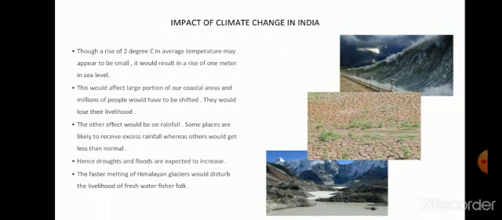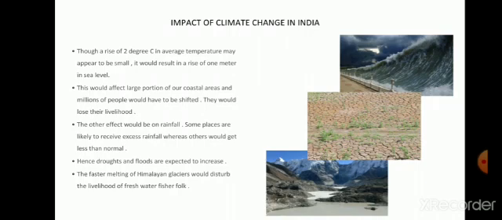4. Drought and floods are expected to increase. In India, drought-affected regions are Maharashtra, Andhra Pradesh, Gujarat, and Rajasthan, and floods occur in Kerala, Karnataka, Uttarakhand, and Himachal Pradesh.